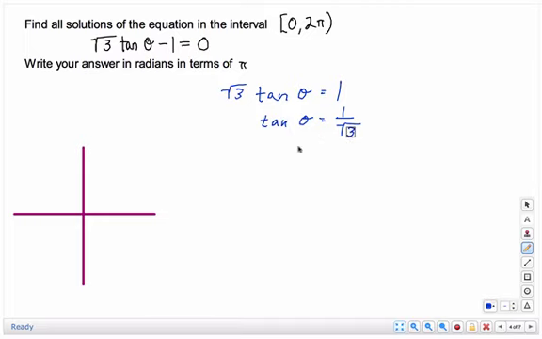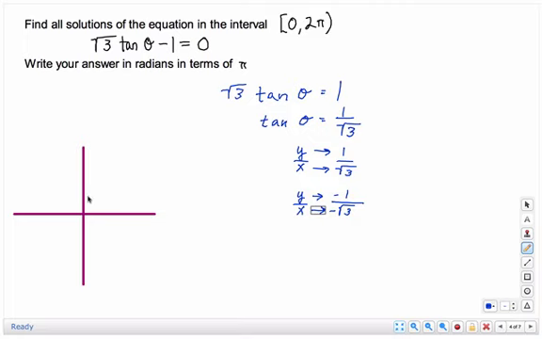Well, tangent is y over x. So my y value could be 1, and my x value could be the square root of 3. But you also want to consider the case for y over x if these were both negatives, because a negative 1 over a negative square root of 3 would still simplify to give me a positive 1 over the square root of 3. So you want to consider both of these cases.